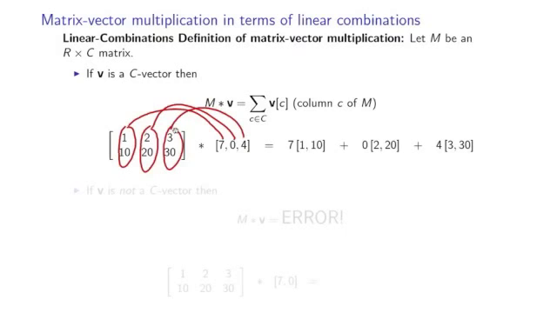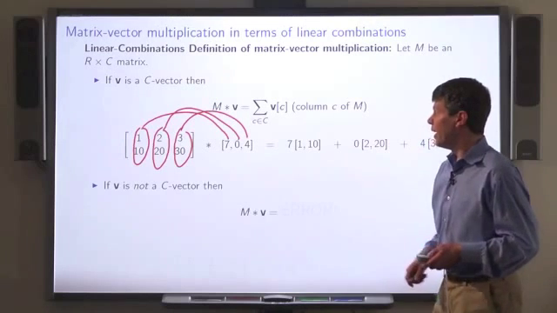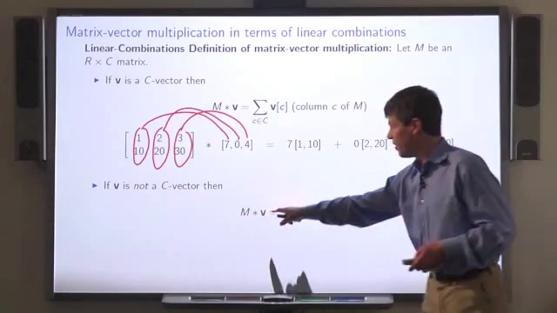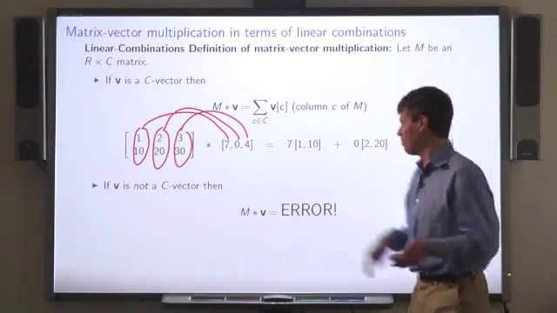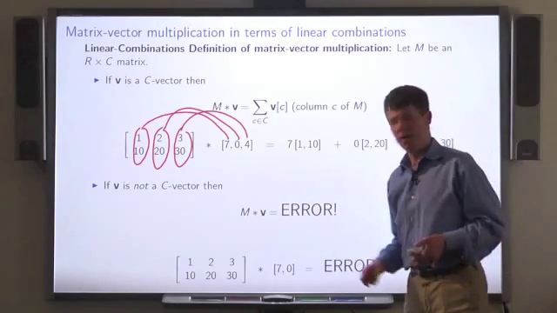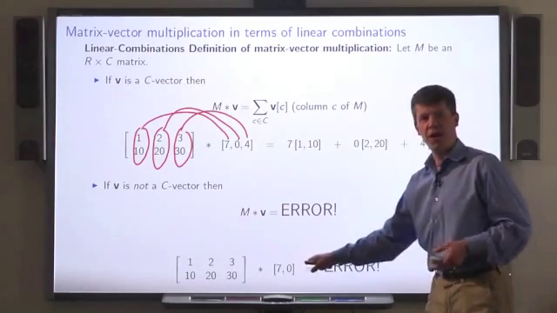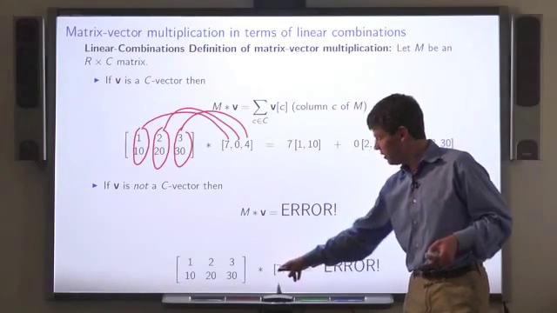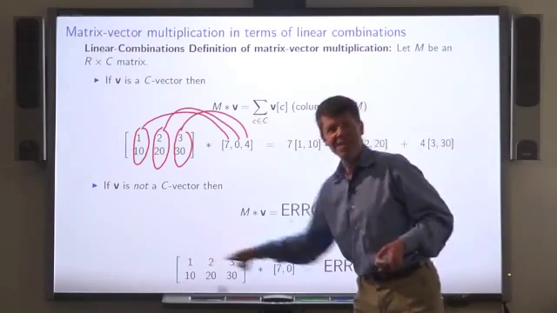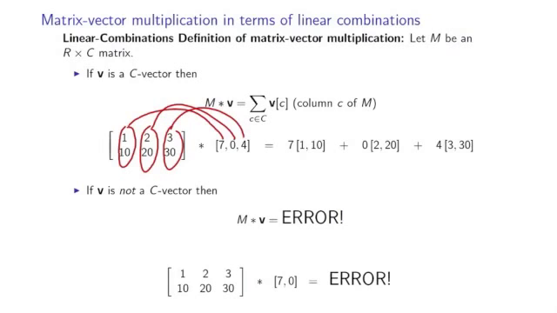So we get this. On the other hand, if v is not a C-vector, then the product M times v is not even allowed. So, for example, this matrix-vector product is an error because the number of entries in the vector isn't the same as the number of columns in the matrix.